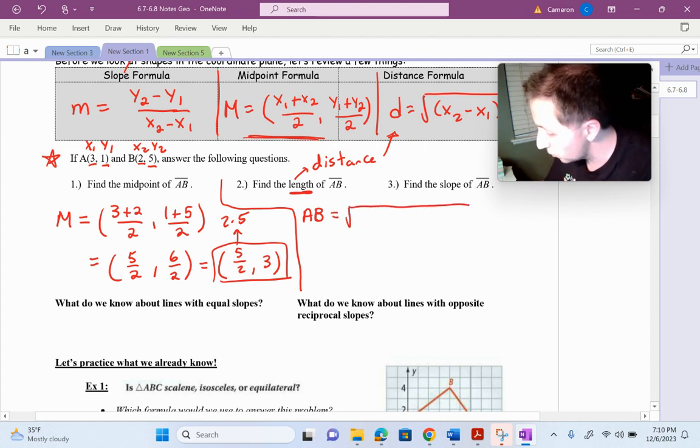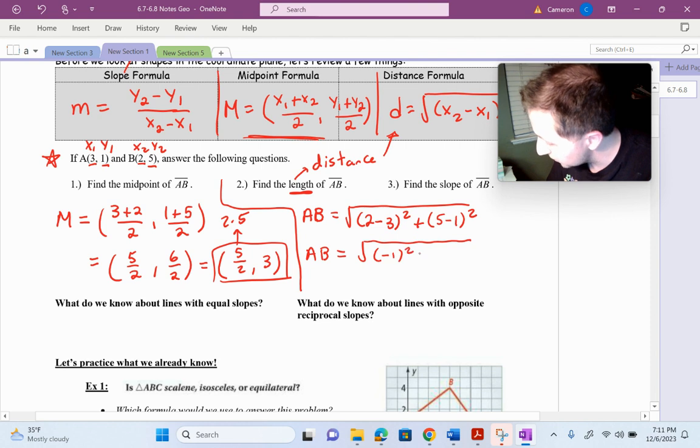So this would be the square root of x2 minus x1 squared. So 2 minus 1 squared, I'm sorry, 2 minus 3 squared, not 2 minus 1 squared, plus y2 minus y1 squared, 5 minus 1 squared. And remember, I'm not going to take the square root until I'm all done. So I'm going to get negative 1 squared plus 4 squared.